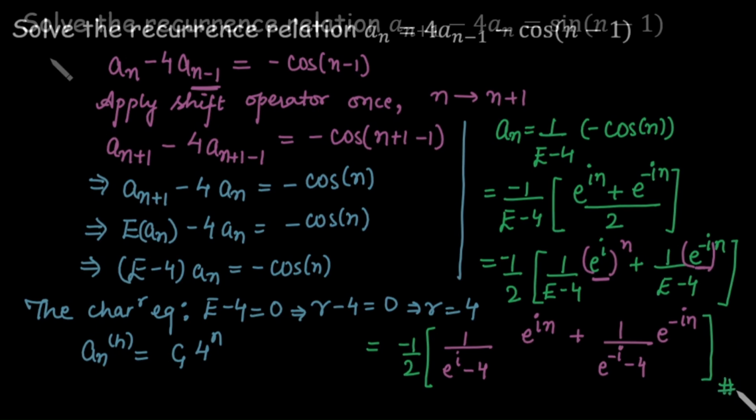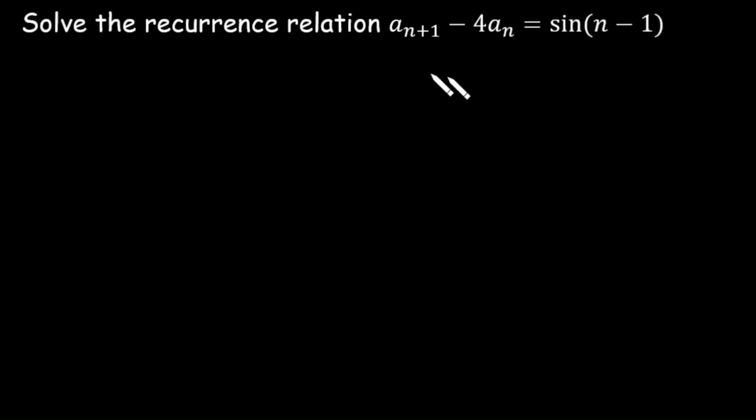And that is the final. Next example is solve the recurrence relation this. The first step is we need to observe whether all the sequential term is on one side. Here it is already there. There is no need to take the sequential term on the left hand side.